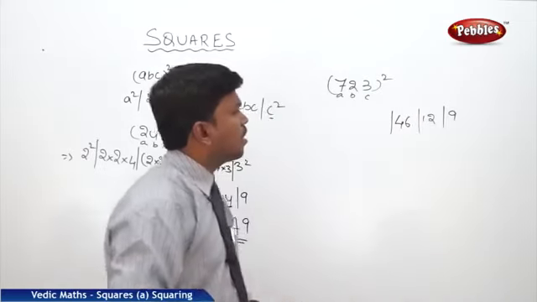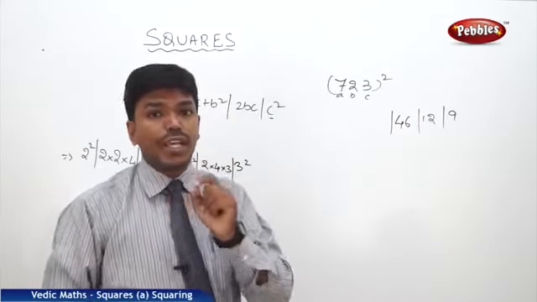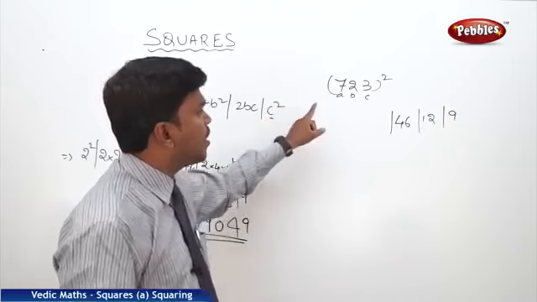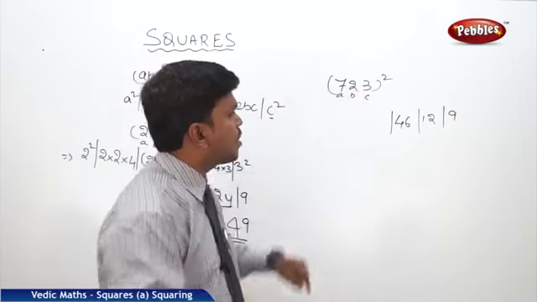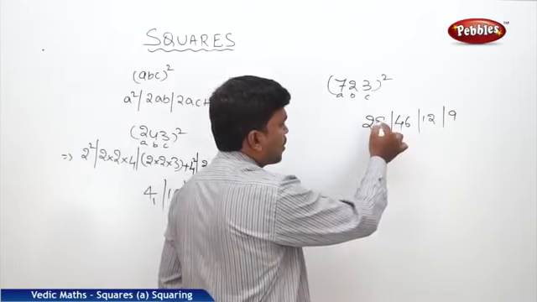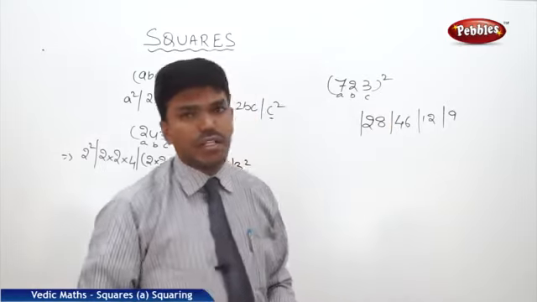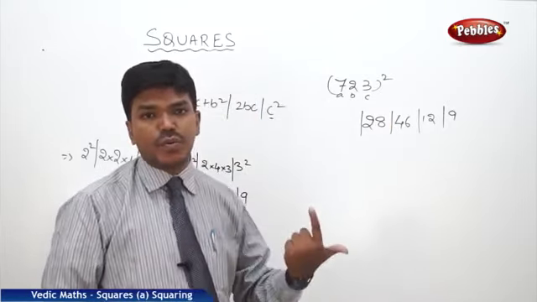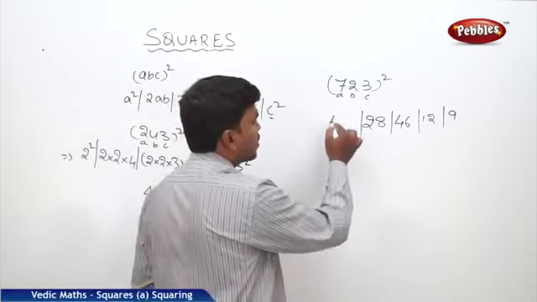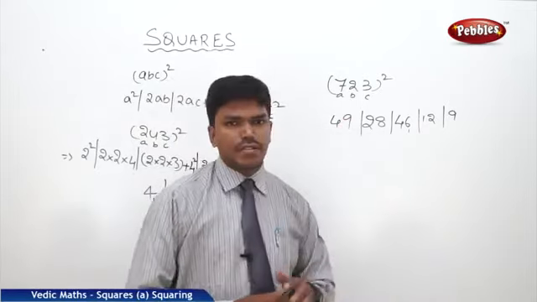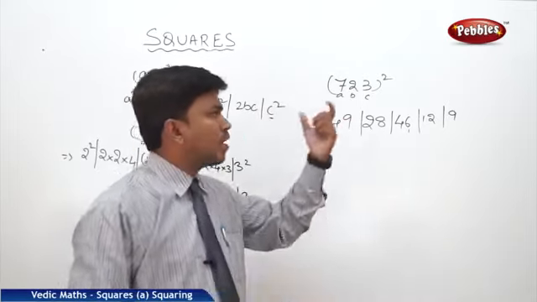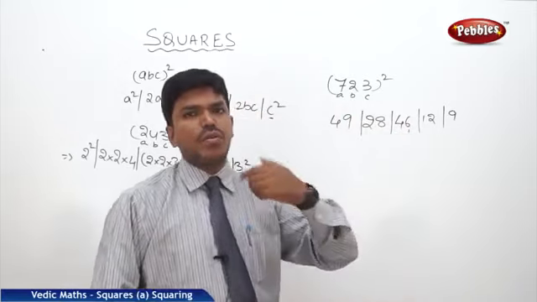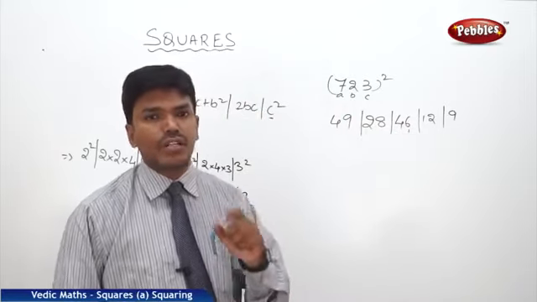Next, 2ab. So what is 2ab? 2 7s are 14. 14 2s are, sorry, 28. Next, what is a square? Finally, 49. Now we got the answer. But it is in balancing mode. So you need to balance it to get the final answer.